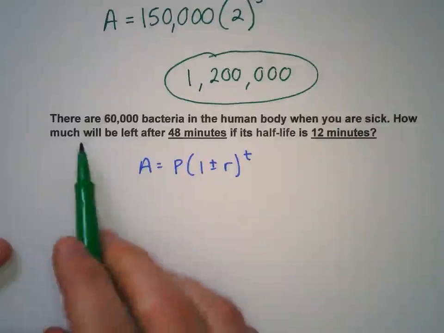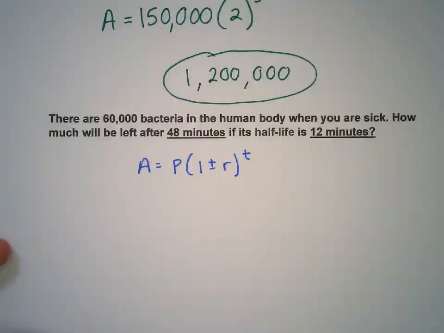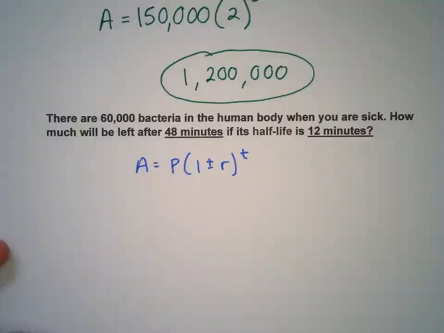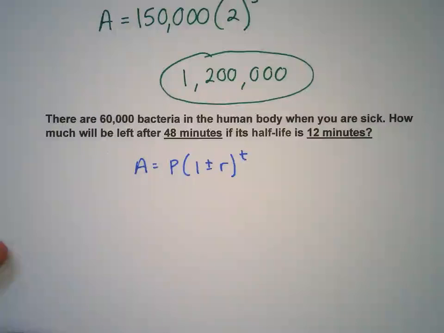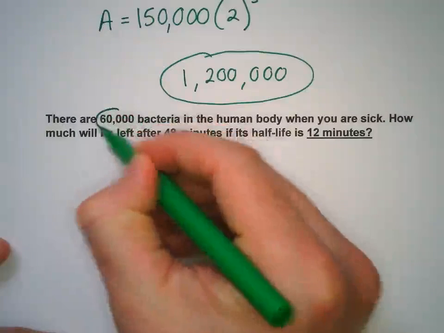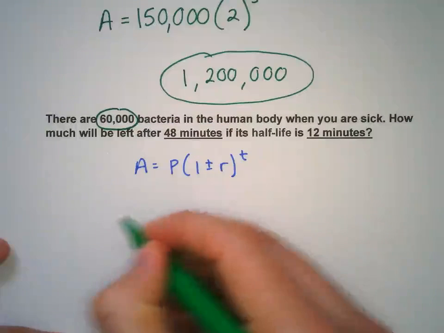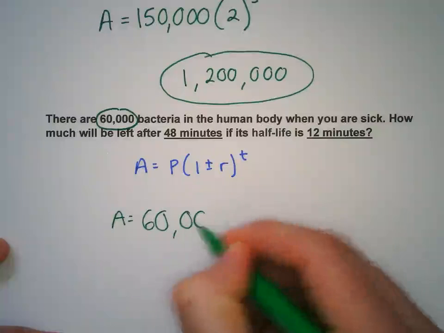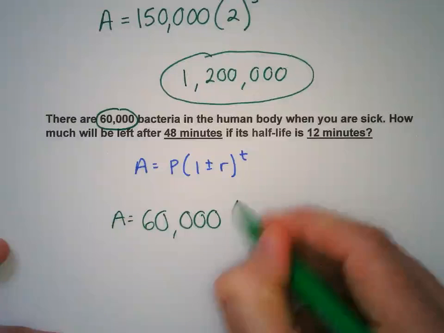Follow me here. It says there is 60,000 bacteria in the human body when you are sick. How much will be left after 48 minutes if its half-life is 12 minutes? So a couple things here. Know that this is what we're starting with. Okay, we're starting, A equals 60,000. That's what we're starting with.